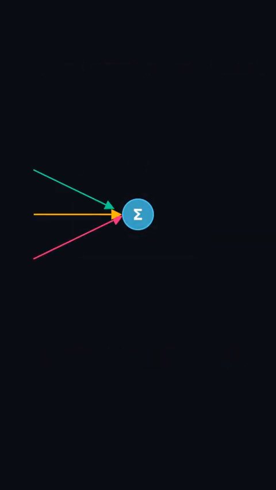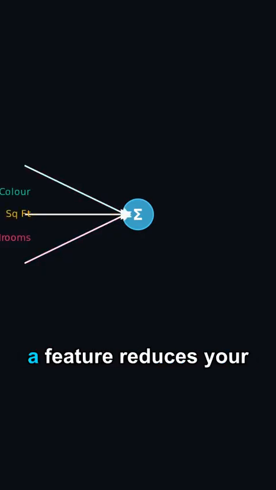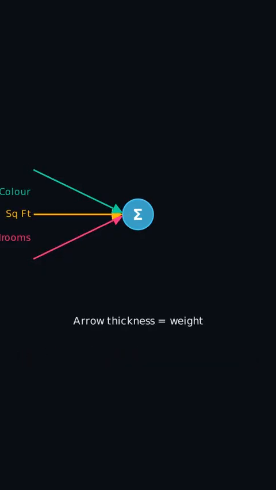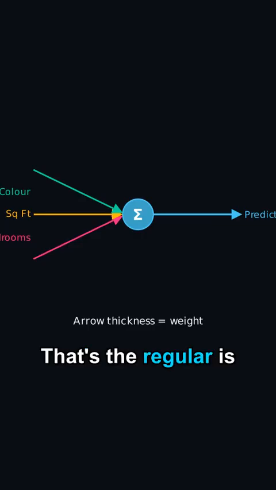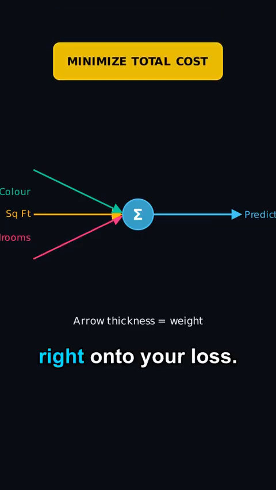Now map that. The items are your model's features, say, number of bedrooms, square footage, the color of the front door. The weights on those features are how many kilos each contributes. The usefulness is how much a feature reduces your training error. And the airline fee? That's the regularization penalty, added right onto your loss. So the model's whole job is to minimize the total cost of the trip, training error plus penalty.